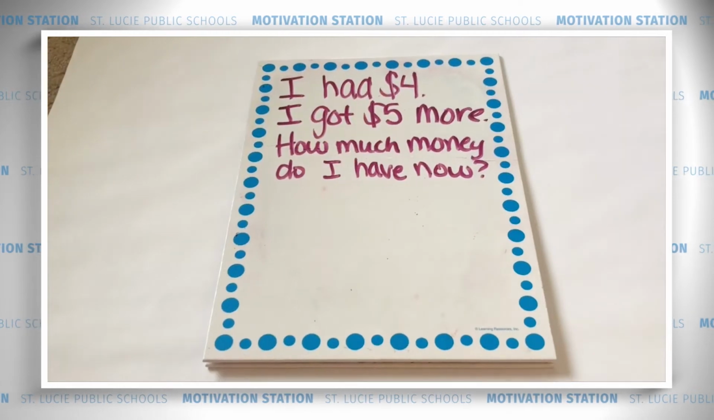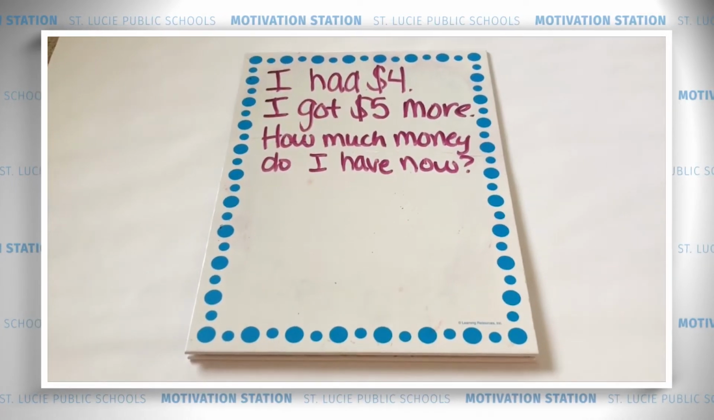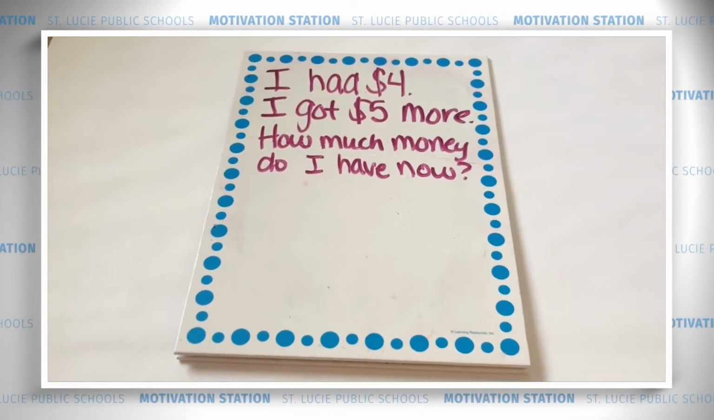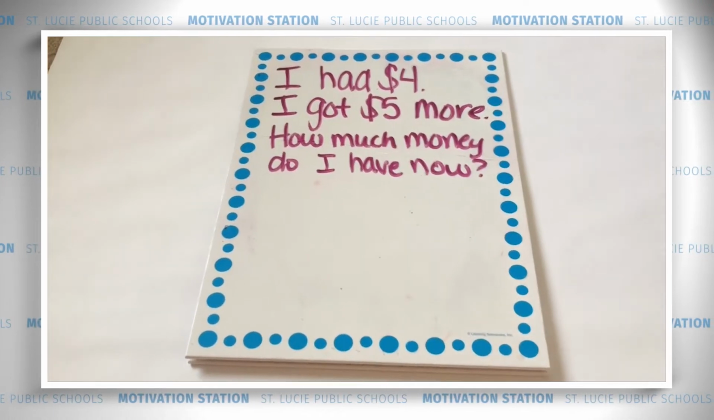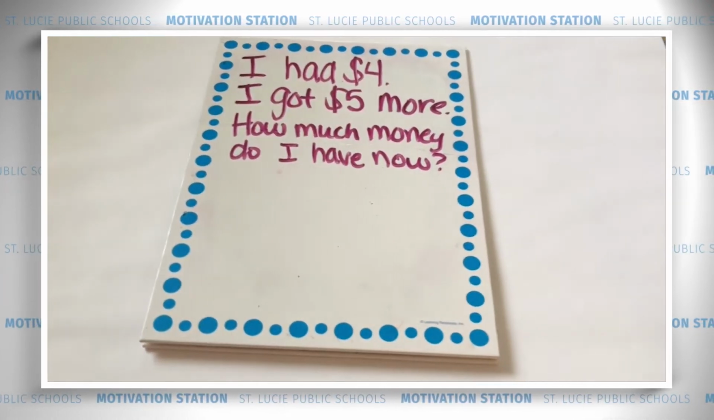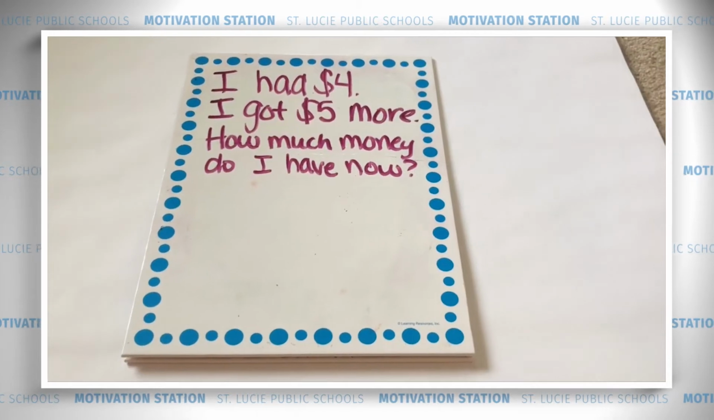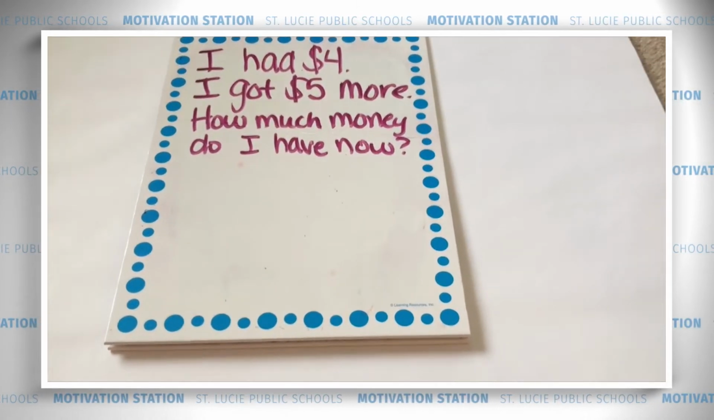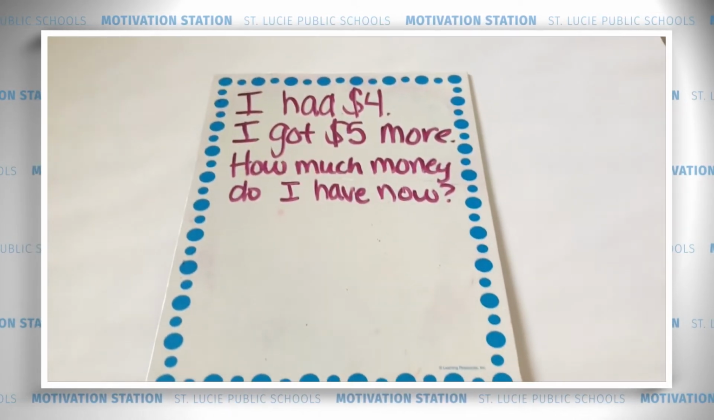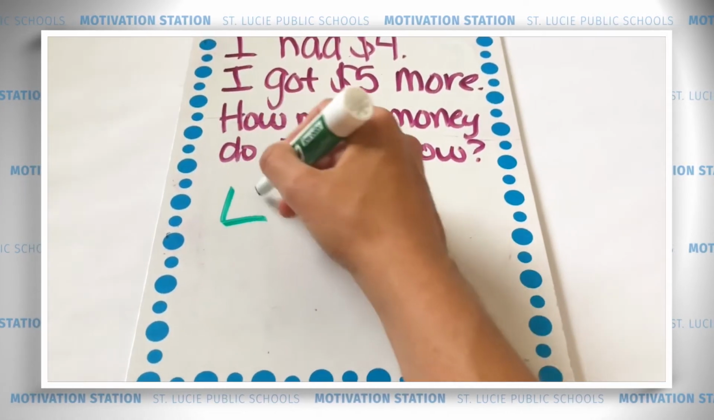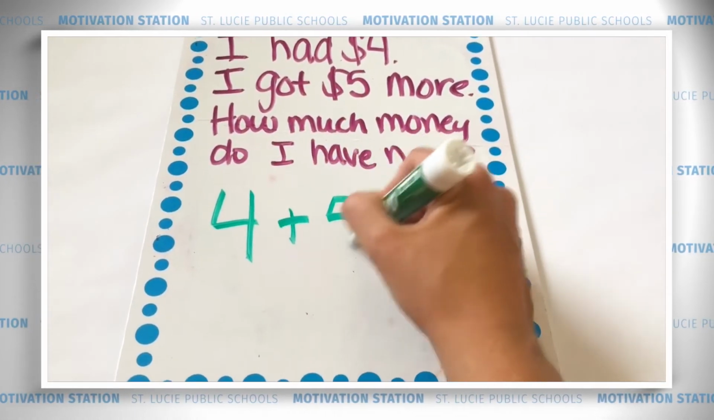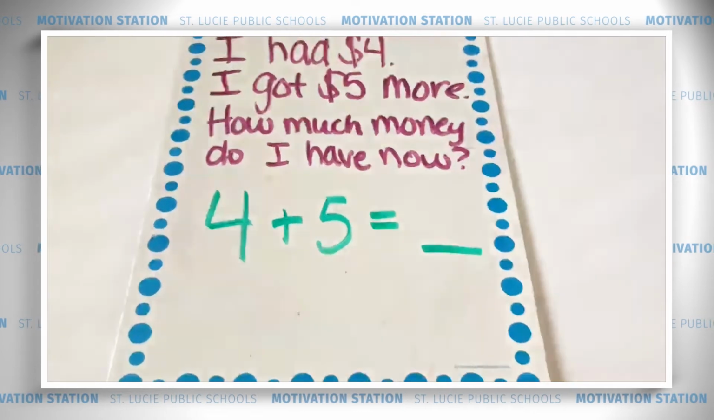So we're going to work on some addition problems today. And here's our first one. It reads, I had $4. I got $5 more. How much money do I have now? This is an addition problem because we add or join two things together. Now let's write this addition problem into an equation. 4 plus 5 equals, we don't know.